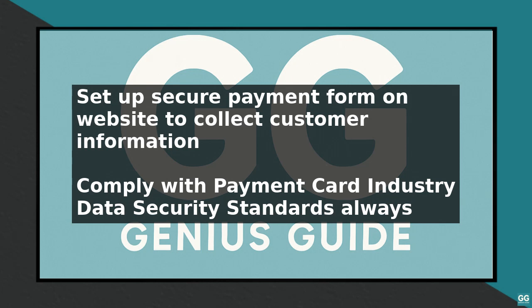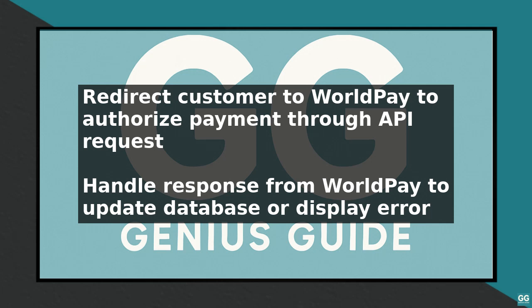After setting up the payment form, you need to redirect the customer to WorldPay to authorize the payment. This is done by sending a request to the WorldPay API with the customer information and payment details. You should also handle the response from WorldPay, which includes the outcome of the payment request. If the payment is successful, you should update your database and send a confirmation to the customer. If the payment fails, you should display an error message and prompt the customer to try again.